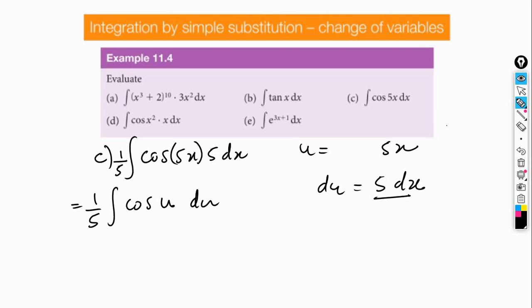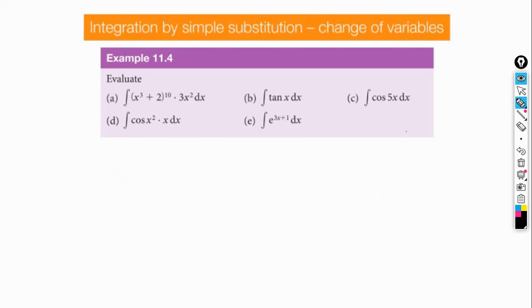So this is very straightforward because we know that the antiderivative of cosine is simply going to be sine. So the solution to this is going to be 1/5 sine of u plus c. But we have to plug u back in, right? So this is going to be finally 1/5 sine of 5x plus c.